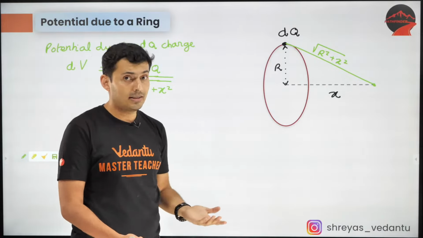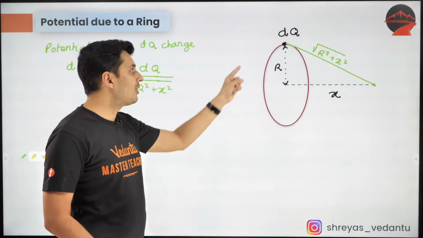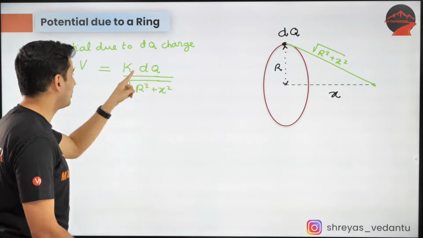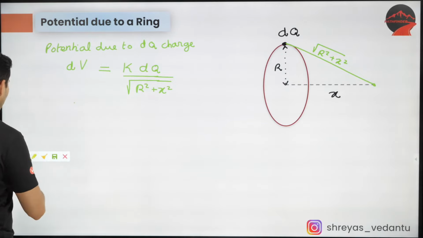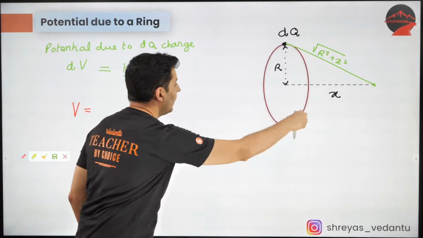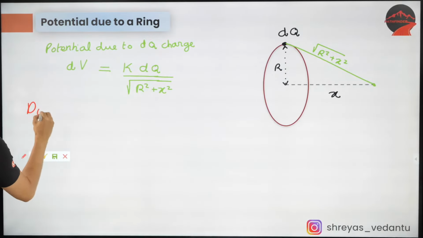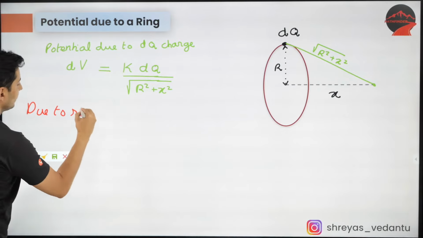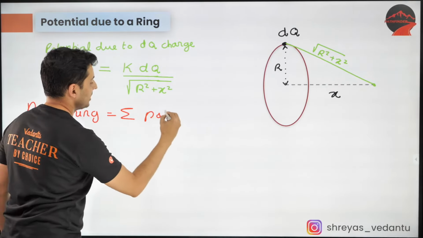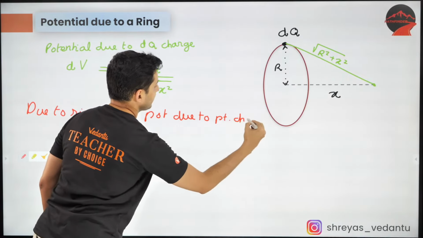You can do it by the test charge approach, but it will be lengthy. I am skipping the test charge approach because I already know the formula for the potential due to a point charge. Now, think about it, the total value of the potential due to all the charges. So, the potential due to the ring is nothing but the sum of potentials due to point charges.